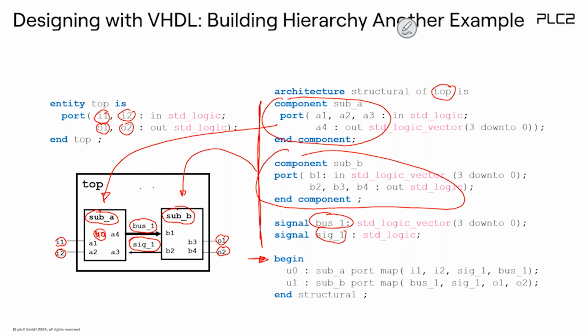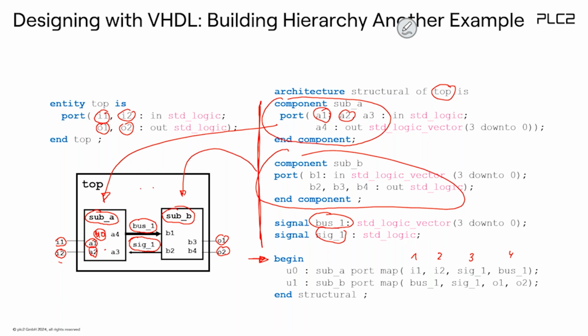Take the sub A and now connect it. Again, I'm using position here as an example. So this is 1, 2, 3, 4. The first port, A1, is connected to I1. Yes, A1 is connected to I1. The second port, A2, is connected to I2. Yes, A2 is connected to I2.